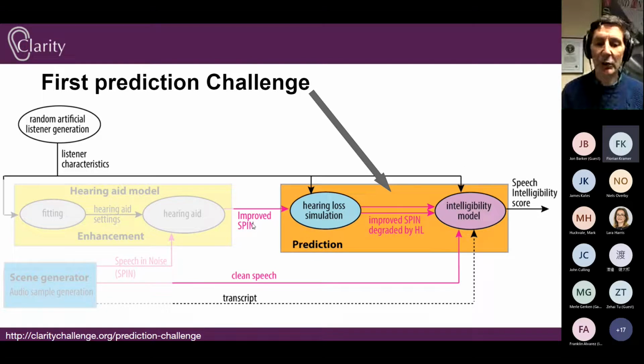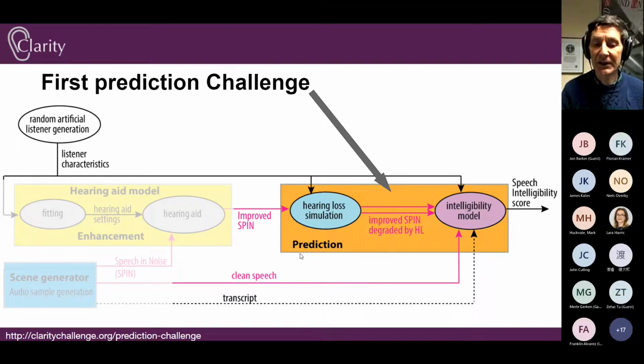So we have speech and noise in the middle here, which hopefully the hearing aid has improved. We have the clean speech, the original speech. We'll have the prompt that was meant to be read by the actor who voiced our speech. And then we want to get the speech intelligibility score. In my talk, I'm going to talk about this intelligibility model, this purple block, or some of the options here. Michael Ackroyd is going to talk about what happens with hearing loss here.